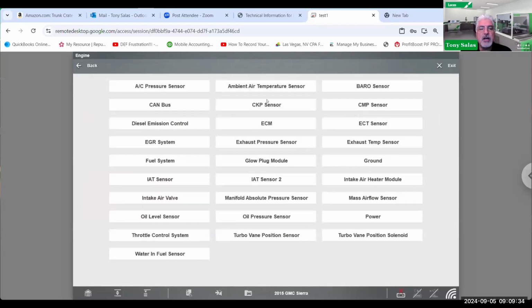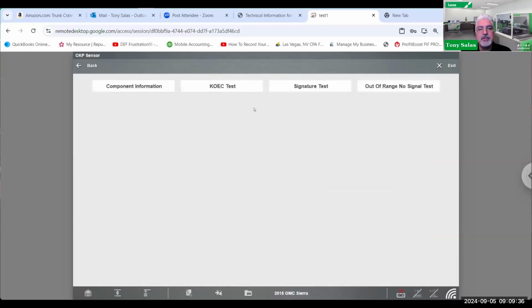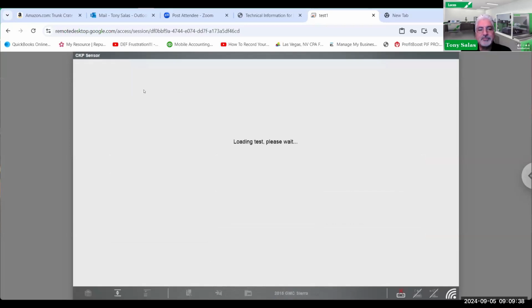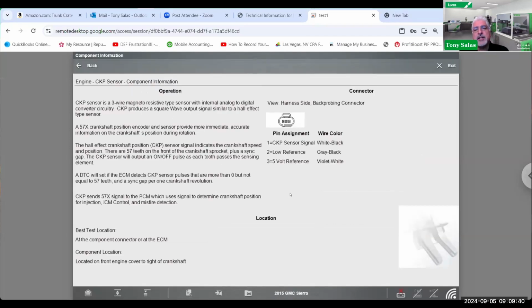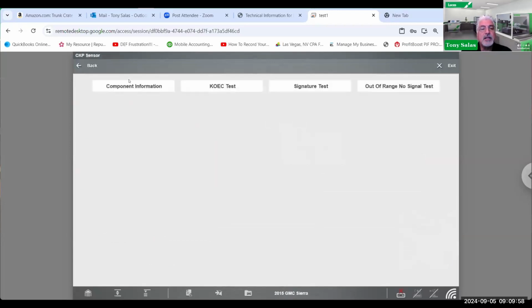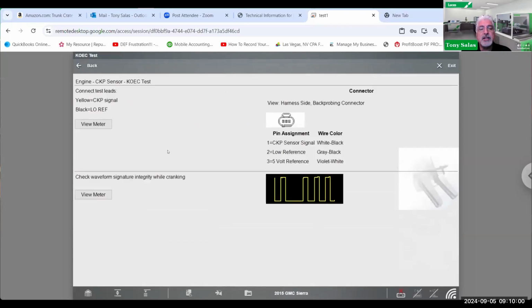So in this case, how many times have we dealt with a CKP sensor, right? Well, what the scan tool provides is actually the connector in view, the description of how the sensor works, because sometimes we need more information to help us diagnose. So with that said, you do have that available here. Now, this is your sensor description. Now, if I go to key on engine cranking test, it's going to tell me what kind of sensor read I'm looking at. So this is where the scope would come in handy.